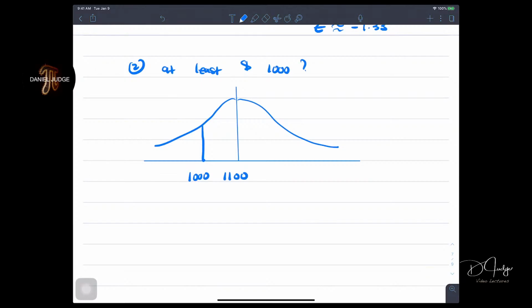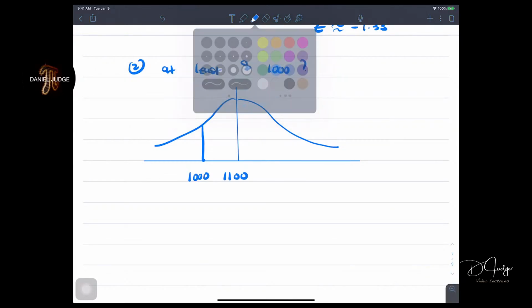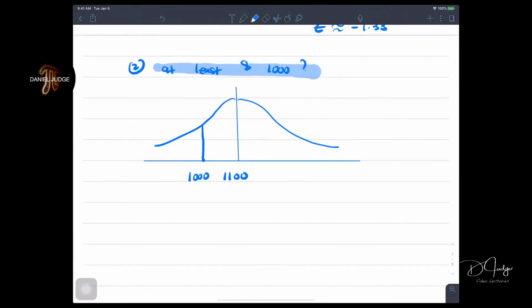Now you have to know the meaning again of at least 1,000. That means 1,000 or more. So it's all these values here, ladies and gentlemen. And 1,000 or more is the values to the right. So they want to know what percent of the bell is shaded in this case. This is a bit more interesting now.